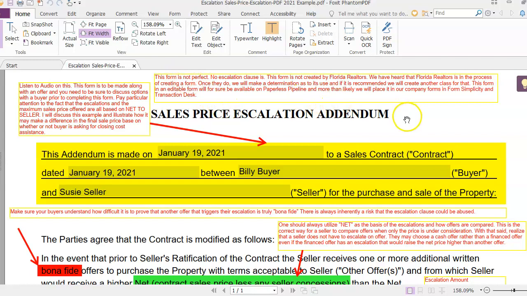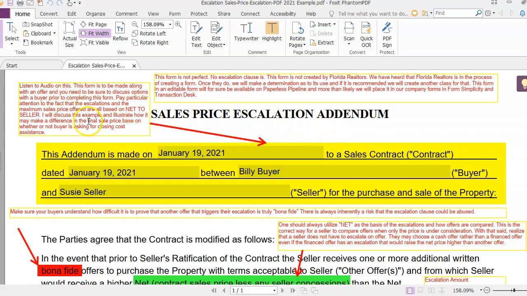It says the form is not perfect. The form is not created by Florida Realtors. We have heard that Florida Realtors is in the process of creating a form. Once they do, we'll make a determination of whether we should switch to its use and recommend that, if that's going to be the case. But in the meantime, you can find this on Paperless Pipeline immediately, and then in Form Simplicity and Transaction Desk eventually.